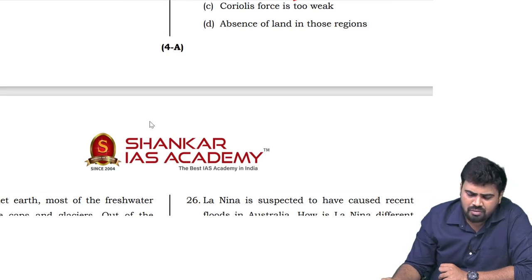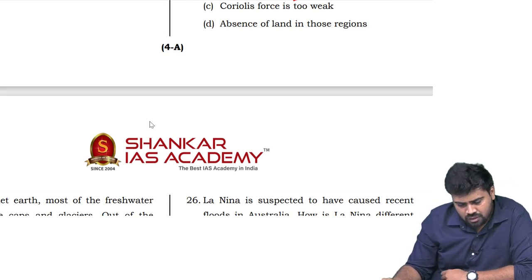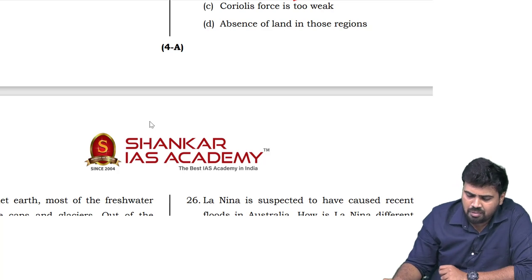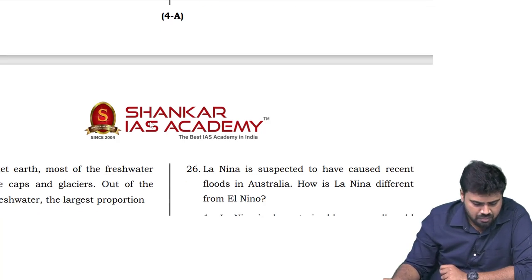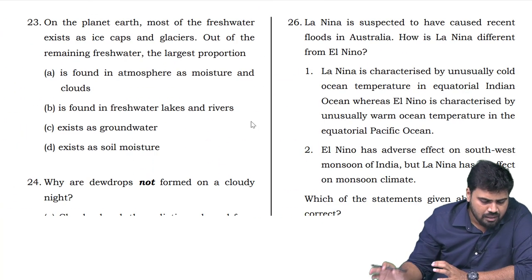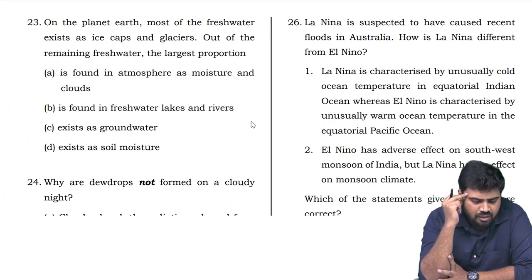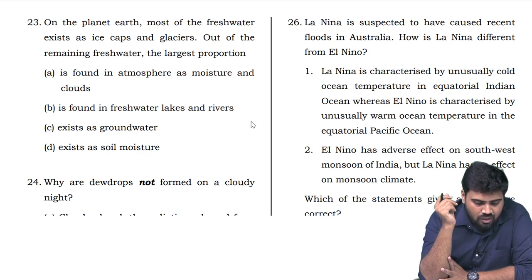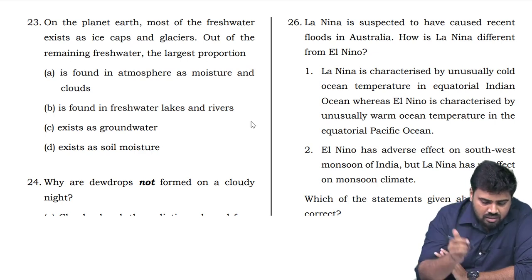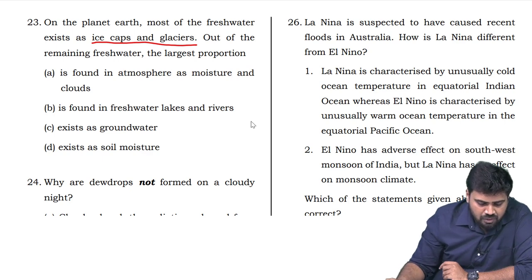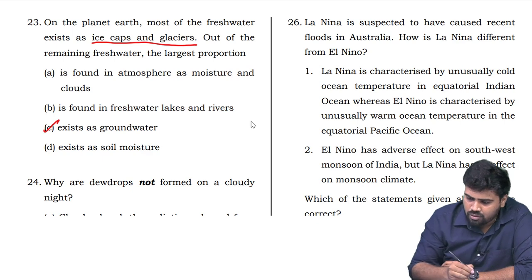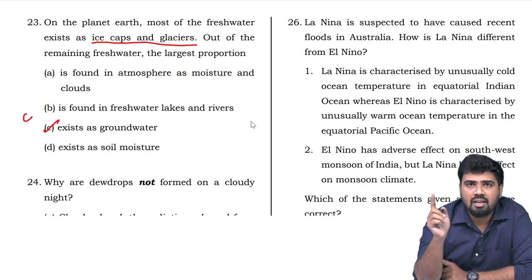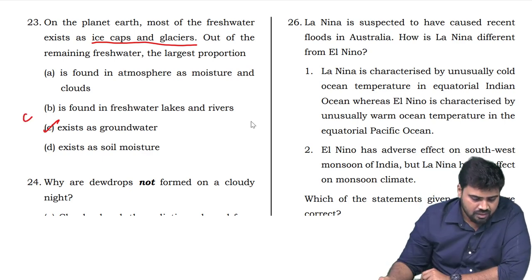Coriolis force and absence of land are not factors. Coriolis force is exactly the same as in the northern hemisphere. Absence of land is not a major impact. So, 23. On the planet Earth, most of the freshwater exists as ice caps. We have discussed the same question before. Out of the remaining freshwater after ice caps and glaciers, the largest proportion exists as groundwater. So 23 option C. I have already given the data. So 23 it is option C.